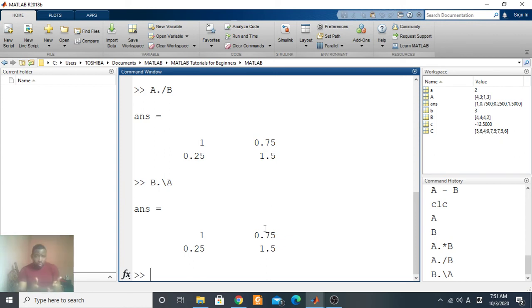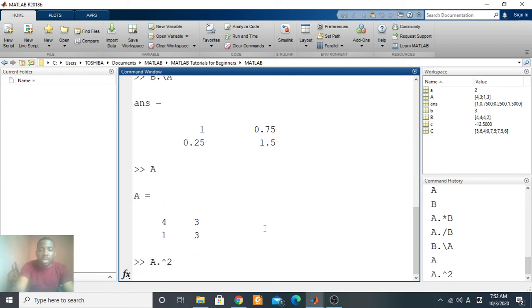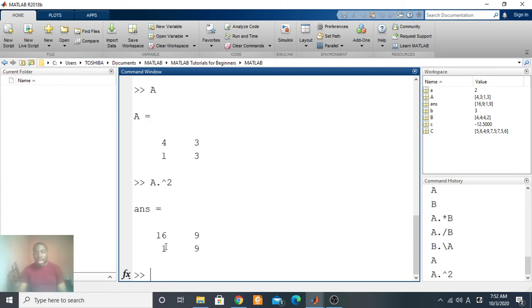The next thing we want to see is, yeah, exponential, right? So we have A, and if I want to square, for example, all of the items inside this particular matrix, no need to stress. I will just say A dot exponential 2, all right? And that gives me that. Okay, I have 16, 9, 3, and then 1, all right?